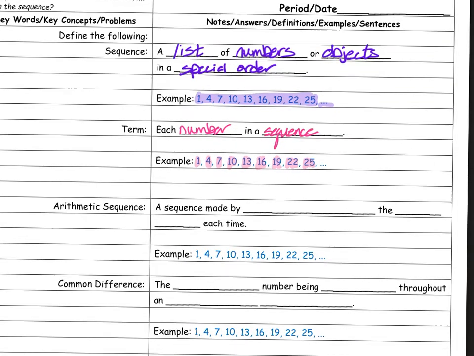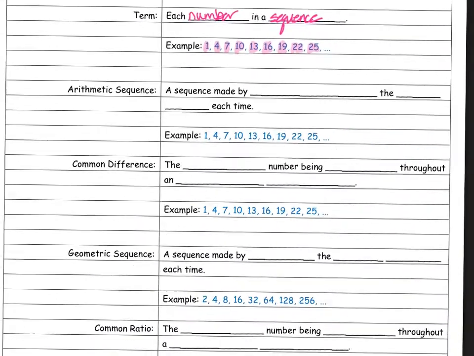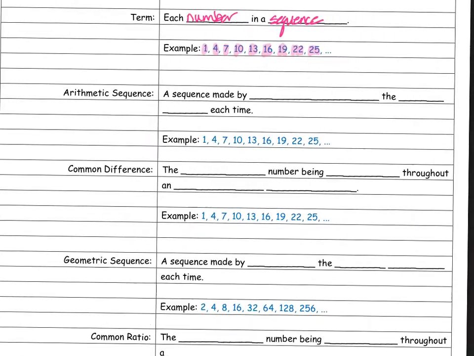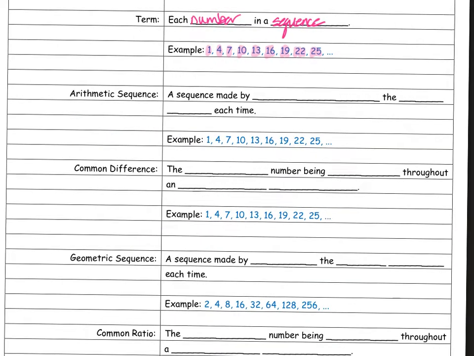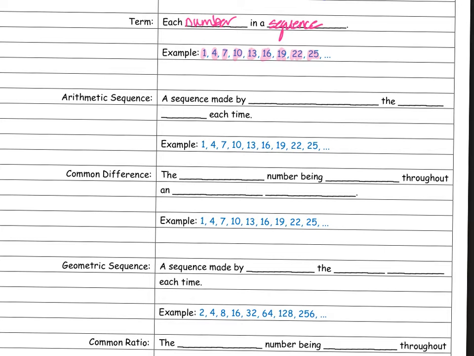So now we're going to get to our first type of sequence. Our first type is called an arithmetic sequence. If you think you know what the word arithmetic means, what do you guys think it means? What does arithmetic mean? Think about it in your head. And then we're going to define it here.